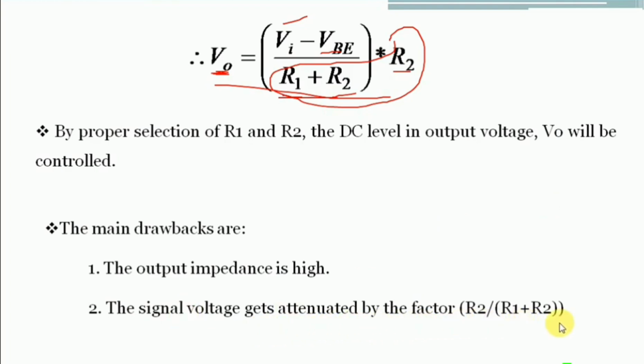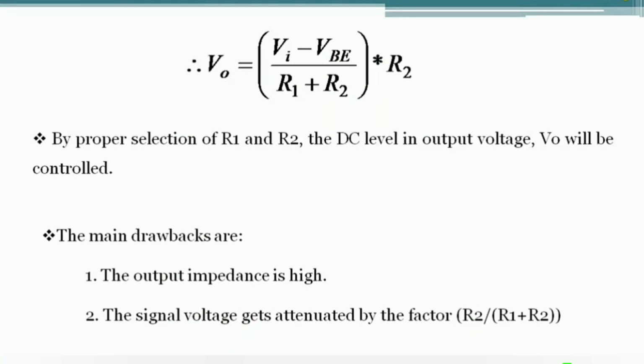And the second drawback is that the signal voltage gets attenuated by the factor R2 by R1 plus R2. This indicates that the AC signal, meaning the output signal, also gets reduced by the factor R2 by R1 plus R2, from this V0 expression. So these are the two drawbacks of using this circuit.